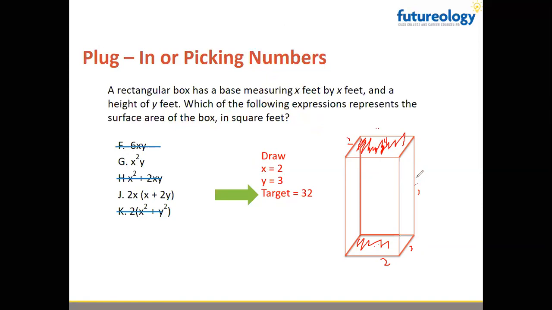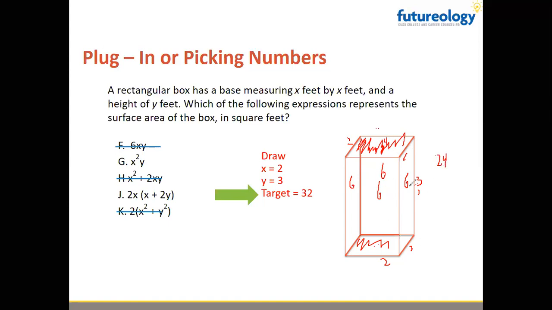So then if this is 3, and that's 2, then this whole surface area is 6, okay? So that side is 6, this part is 6, this side is 6, and the back is 6, right? So we have 6, 6, 6, and 6, which is 24. Then we have the top that is 4 and the bottom that is 4.